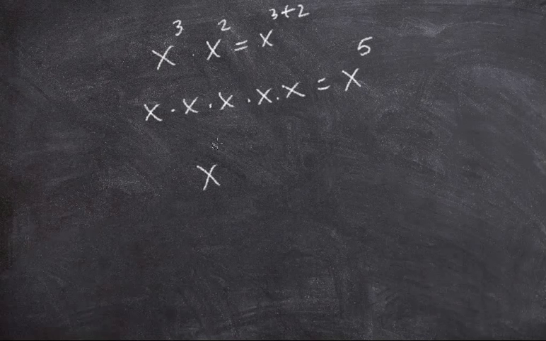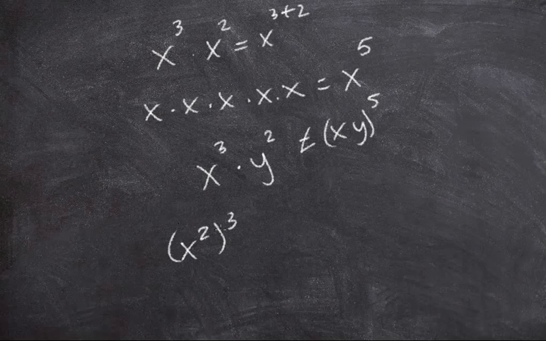For example, x cubed times y squared is not equal to xy to the 5th, because the bases are not the same. You're not going to combine them. So you only combine it when the bases are the same. Now, another way to look at this, you can also do x squared cubed. So these are 2 powers, x squared and then the whole thing to the power of 3.